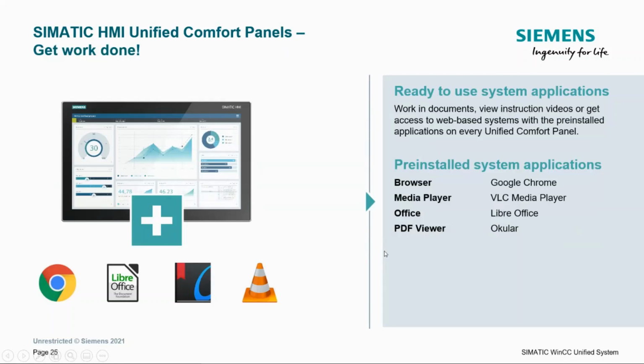So what are some of the things that are already loaded on it? They're using Google Chrome and Media Player. Now Libre Office, this is a German office suite, like Microsoft Office. It's actually free software. You can download it, but that's already on here. And same thing with the PDF viewer. I'm not going to try to pronounce that word. I'm just not that great at it. But it's also free software that you can put on this panel, and it's already pre-installed.